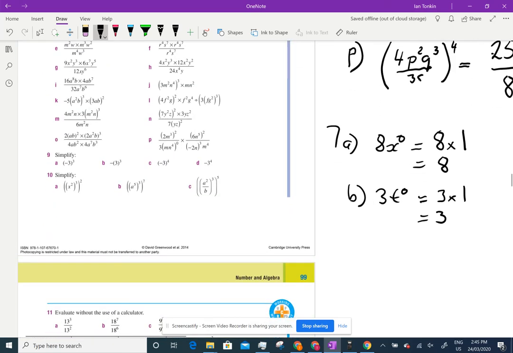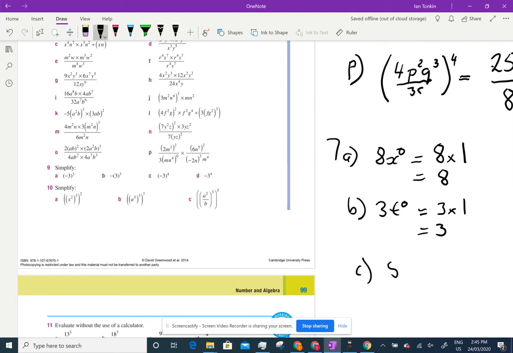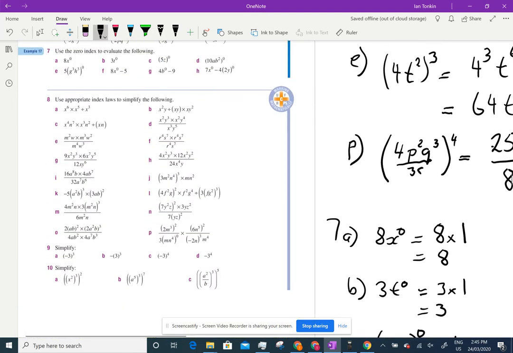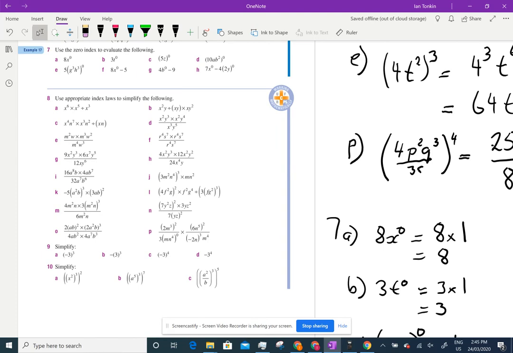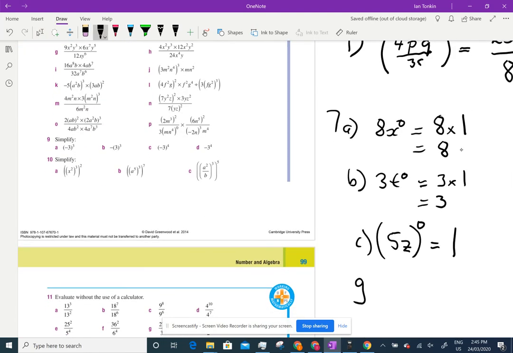C's really easy because 5z to the power of 0, and it's all to the power of 0. So that's just 1. I'll do G, and you've only got to do H.